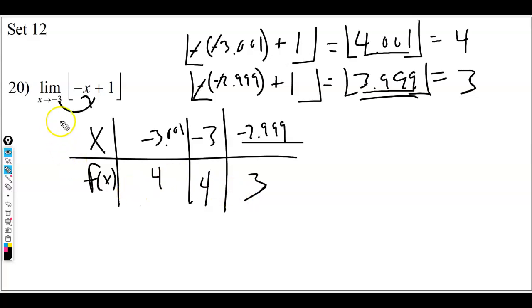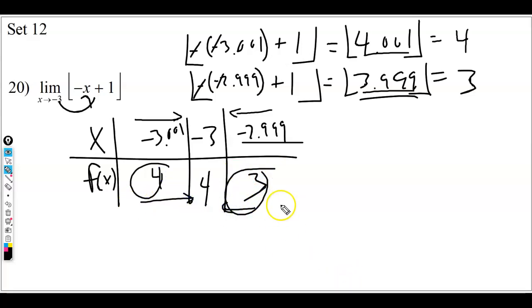So you guys can see why the limit doesn't exist, because as I approach it from the left and as I approach it from the right, I get different numbers. They're not approaching the same value. They're approaching different numbers. So the limit from the left and right are not the same.